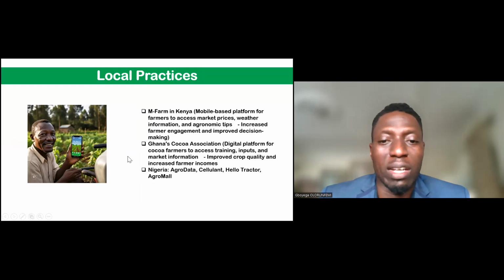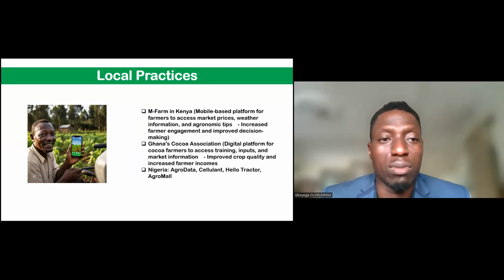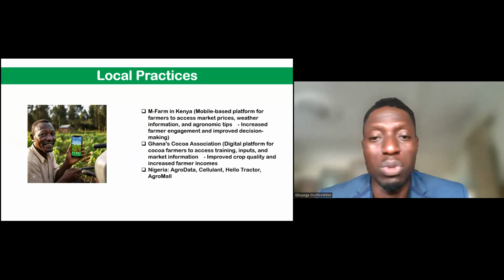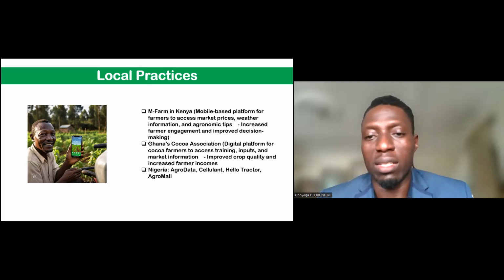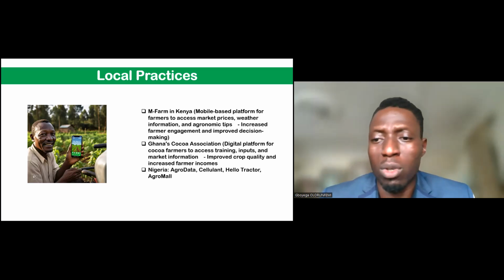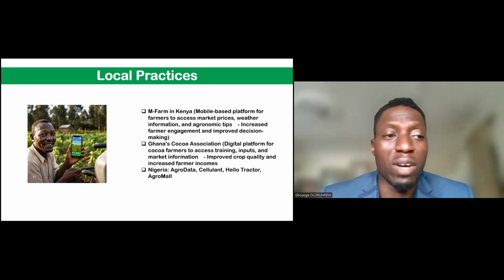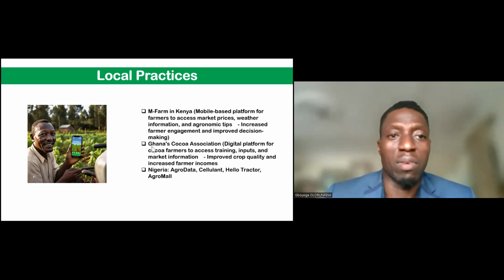And I also think in Nigeria as well, AgroData, Cellulant, Hello Tractor, AgroMore, at some point Farm Crowdy and the likes were also mobile platforms where farmers have been connected together, and also connected to agri institutes, for them to build capacity and have sharing sessions regarding seasonal fluctuations and what needs to be done. Of course, Ghana's Cocoa Association uses a digital platform for cocoa farmers to access training, inputs, and market information, improve crop quality, and increase the farmers' income. And one thing that underlines all of these practices is that it improves efficiency, and profits are better managed and defined within the entire agri value chain.